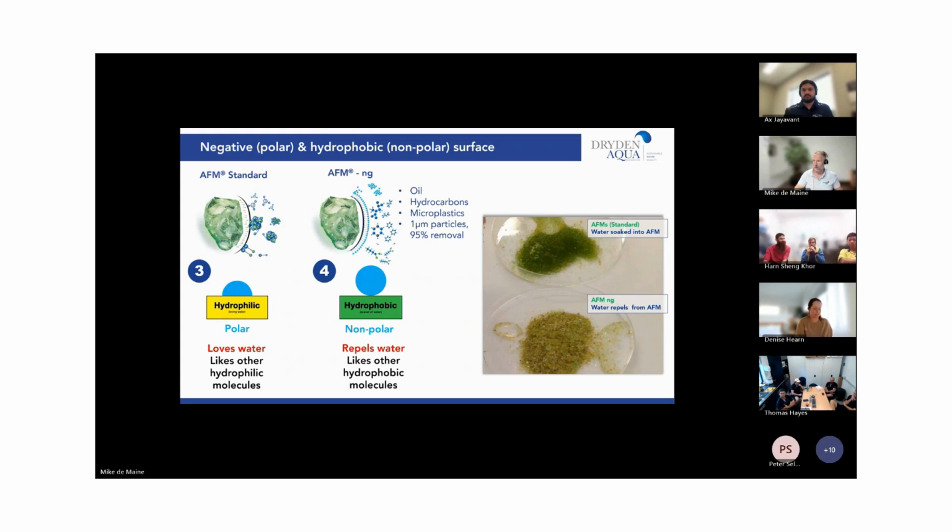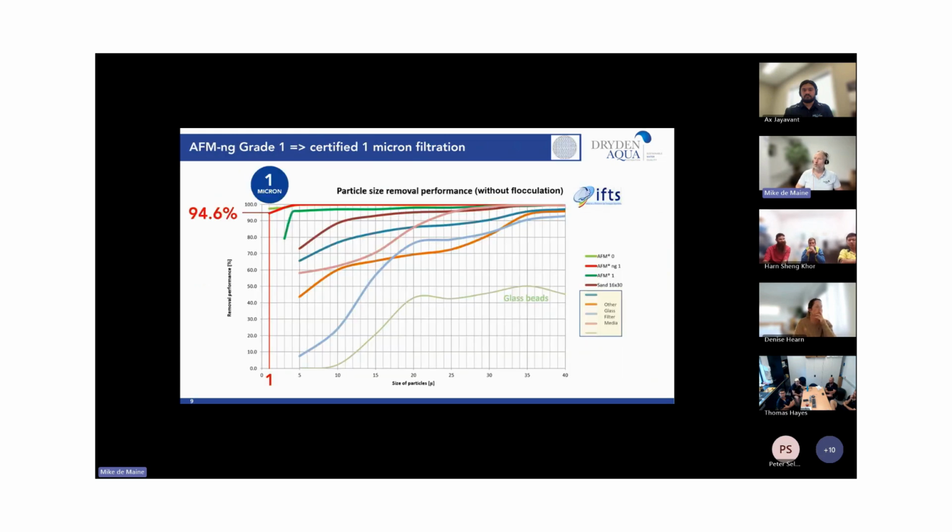All right. So if we have a look at filtration performance, the red line with the, call it 95% filtration efficiency down to 1 micron is our AFM NG grade 1. The small, can you see my mouse cursor? No? Okay, let me just put the highlighter on. Laser pointer. Okay, so the small green segment is our AFM grade 0, which is our very finest media.